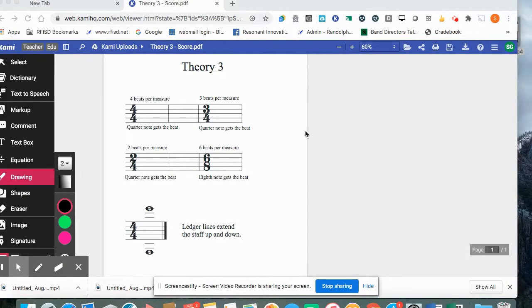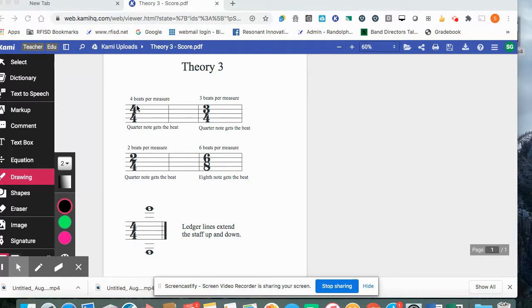In this video, we're going to talk about time signatures and ledger lines. Time signatures are these numbers that appear at the beginning of your staff, and ledger lines are these little tiny lines that extend a staff up and down. Time signatures give us some really important information about what's going to happen in each measure.